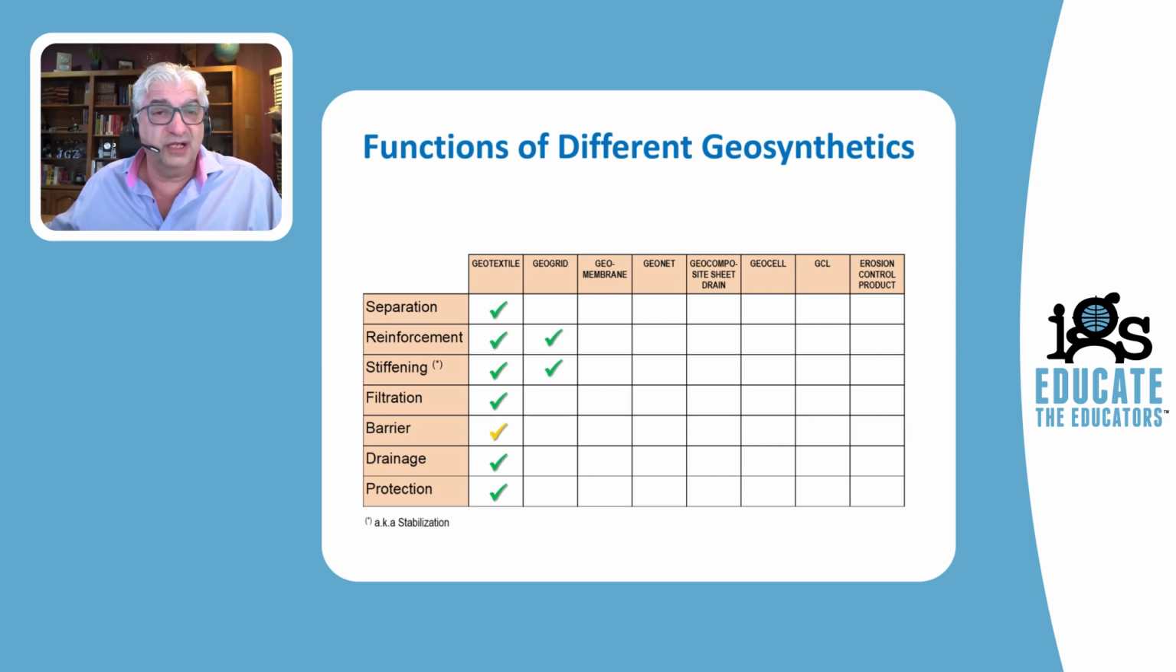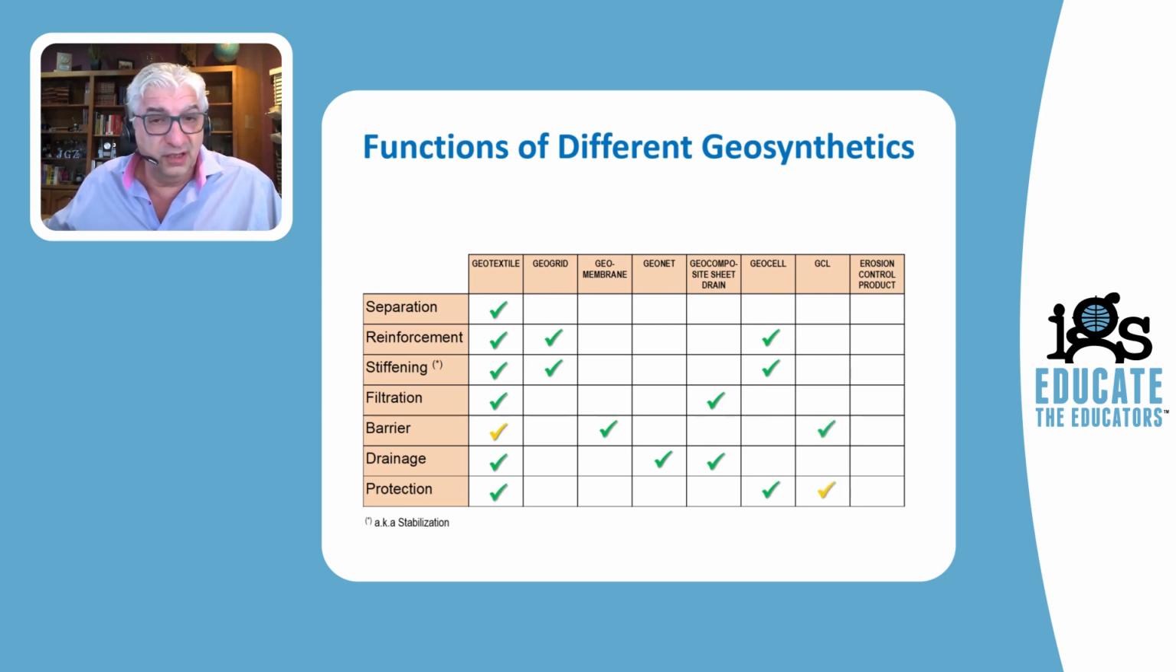Geogrids, they can provide mechanical improvement in the form of reinforcement and stiffening. Geomembranes can provide hydraulic barrier, and geonets in-plane drainage. Geocomposite drains, both in-plane drainage and filtration. Geocells, they can provide reinforcement. It's stiffening, for example, if we use them to stabilize a road base. They can provide protection. In this case, I'm putting as protection the erosion control.